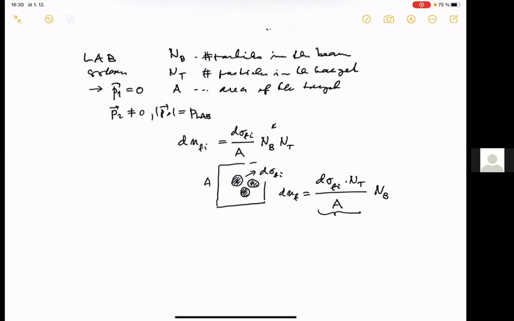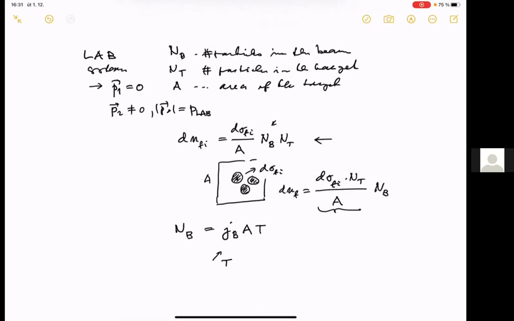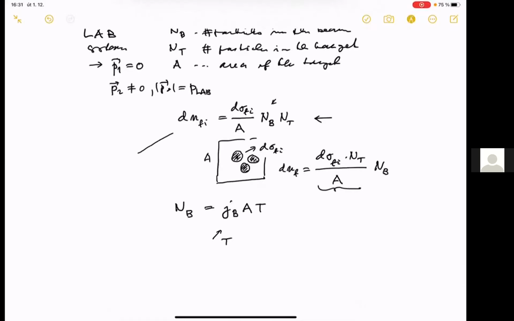Okay, so this is the definition of the cross-section, and we can calculate the number of particles in the beam simply provided we know the current J_B, which corresponds to the number of particles in the beam per unit area and unit time. So if the experiment lasts time T, this is just the number of particles which can hit the target during the whole experiment. Okay, so inserting this into our defining formula, we see that sigma_Fi, the differential cross-section, is just this number of reactions over N_B over N_T times A.